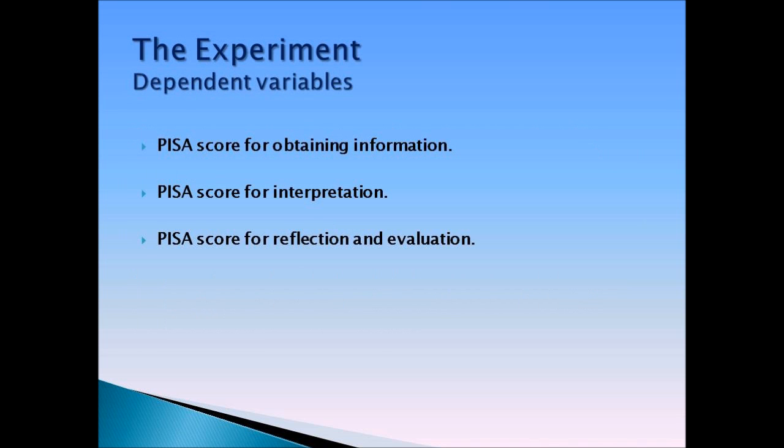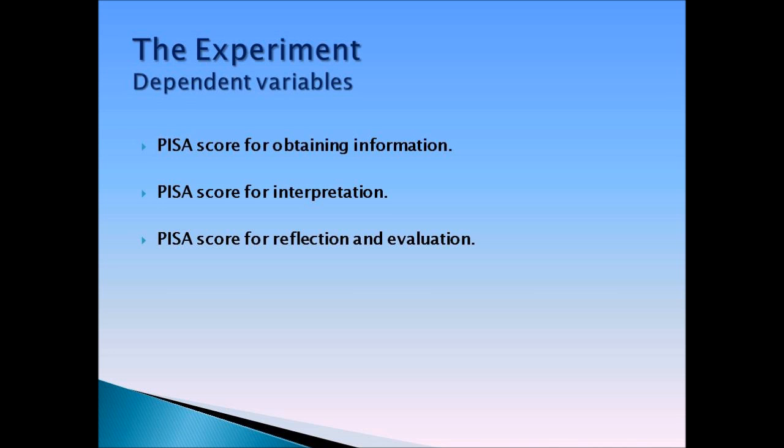Now let's see the dependent variables. Number 1, PISA score of obtaining information. Between groups variable which quantitatively measures the student's performance on reading comprehension in terms of strategies used to obtain this information.